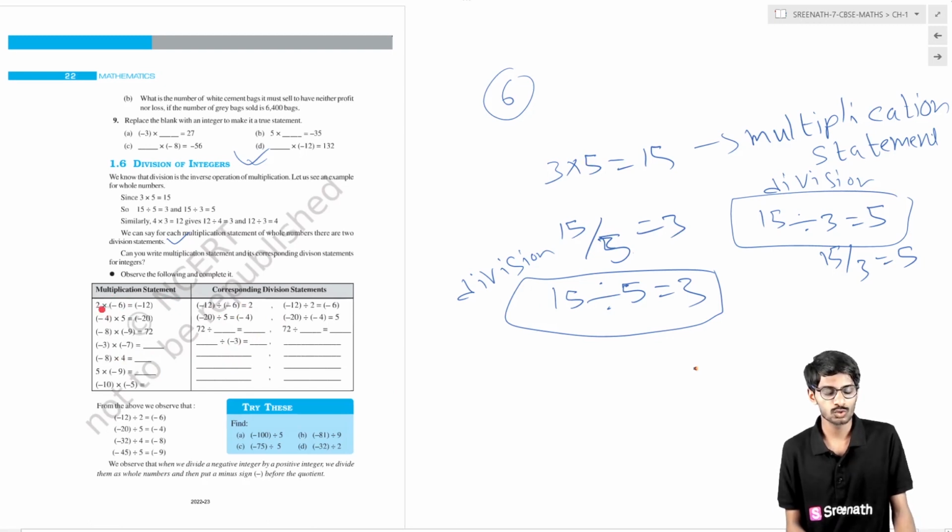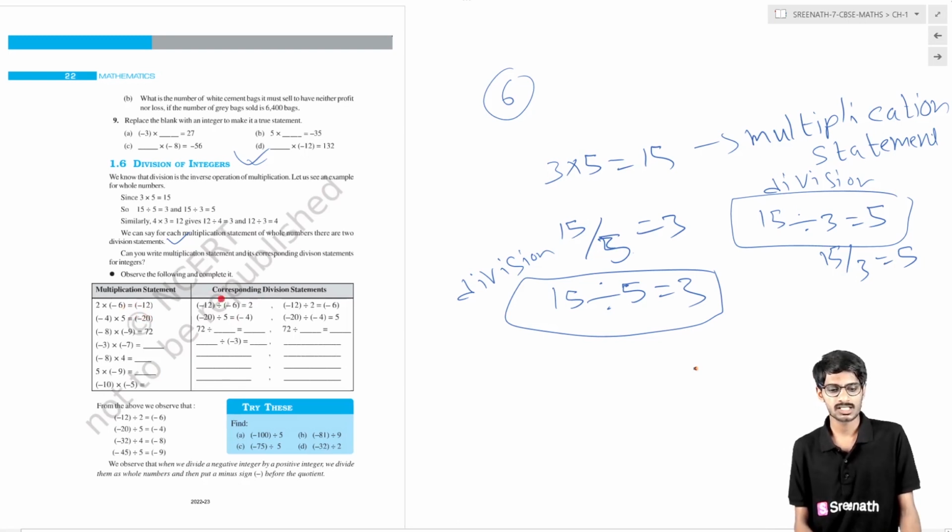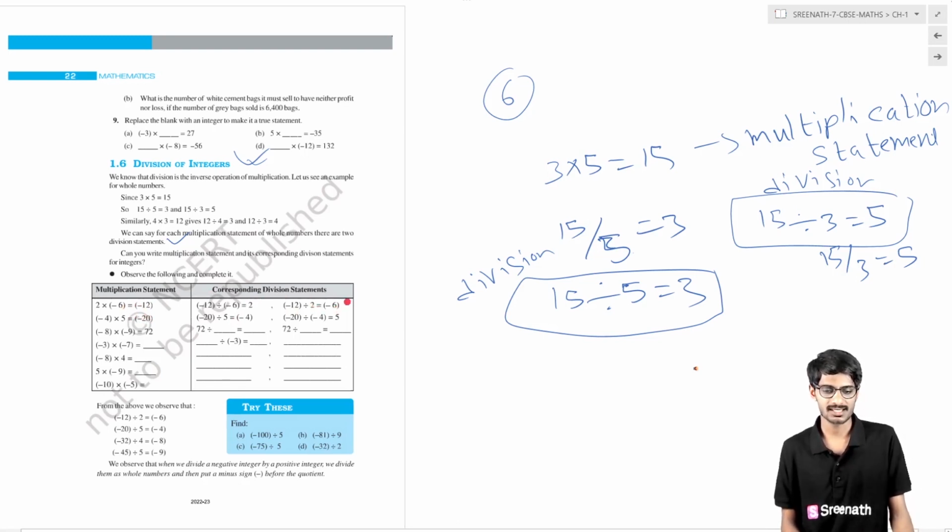Here minus 2 into minus 6 is equal to minus 12. How can we write it? Minus 12 by minus 6 is equal to 2. And another way is minus 12 by 2 is equal to minus 6. In this way, we can get division statements.